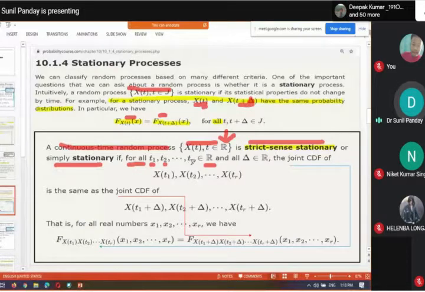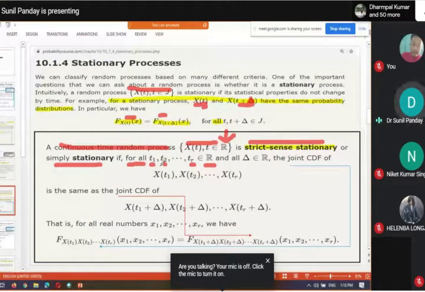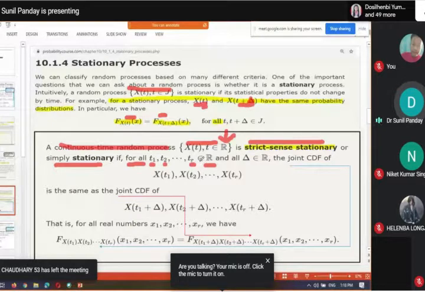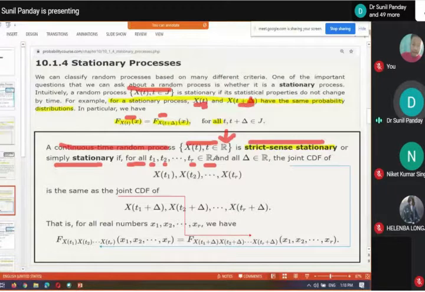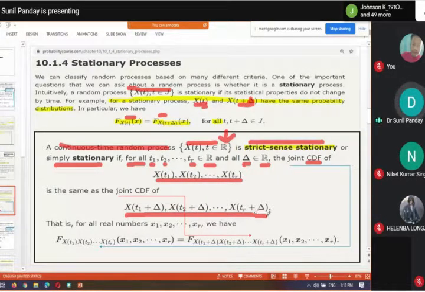You have taken t1, t2, ..., tr, and there is no restriction on r either. This can be r, this can be s, this can be n also: t1, t2, ..., tn, or t1, t2, ..., tp, like this. So for all t1, t2, ..., tr you select from the set of time indices or set of real numbers, and another value delta from the set of real numbers. Then the joint cumulative distribution function of this set of random variables is the same as the joint distribution function of this set of random variables.